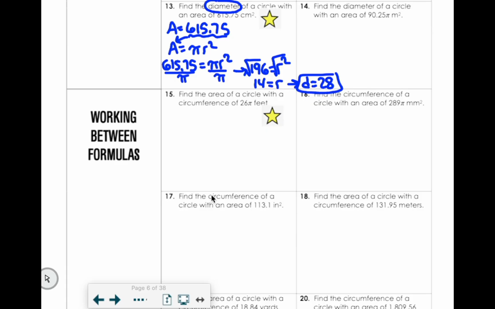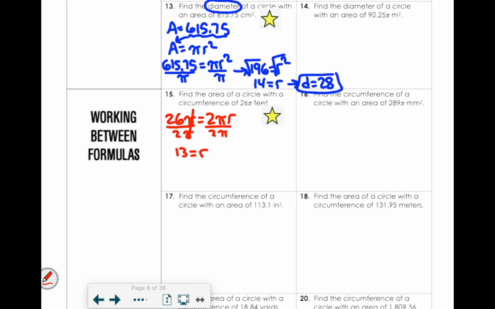It says find the area of a circle with a circumference of 26 pi. So to do area, we need pi r squared. So we need to figure out what r is. So step one is going to be to find the radius. We know that the circumference is 26 pi. I want to set that equal to the circumference formula, which is 2 pi r. So I'm going to divide both sides by 2 pi. When I do that, the pi's will cancel. I'm going to have 13 as my radius.